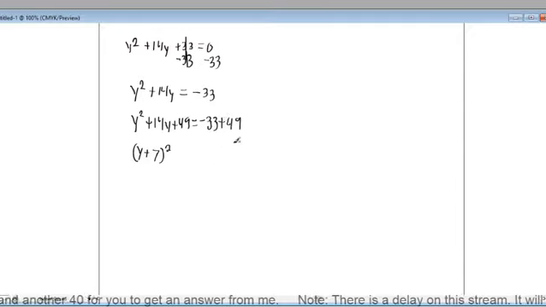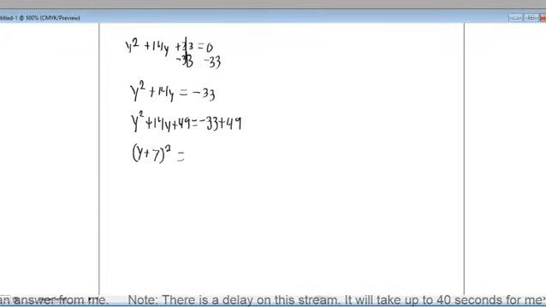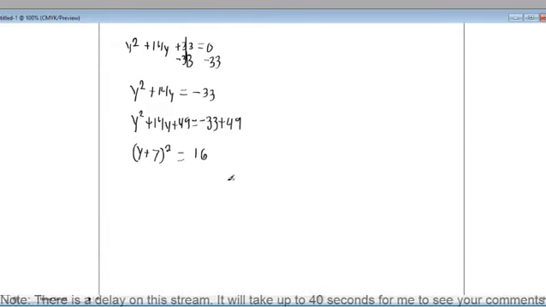This side, we just need to combine those like terms. So negative 33 plus 49, that's going to give us 16. Okay. So now we have this in a form that we can actually solve.